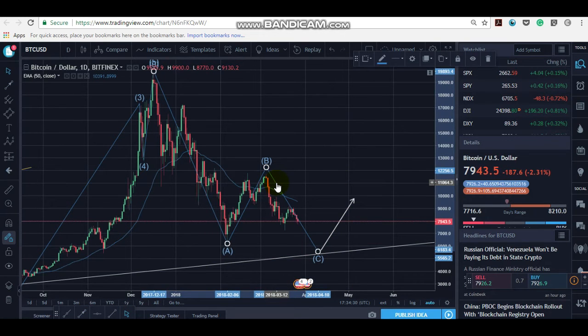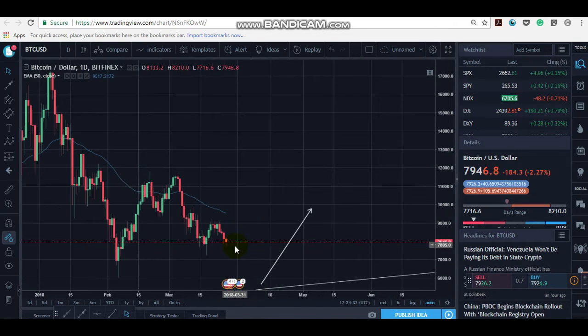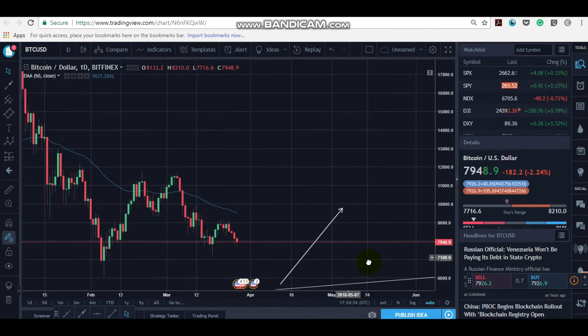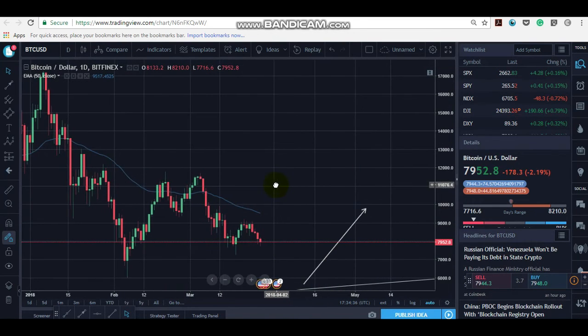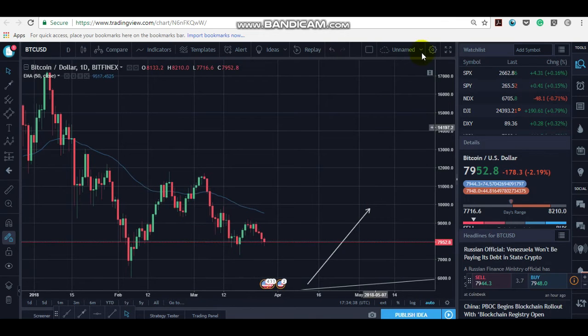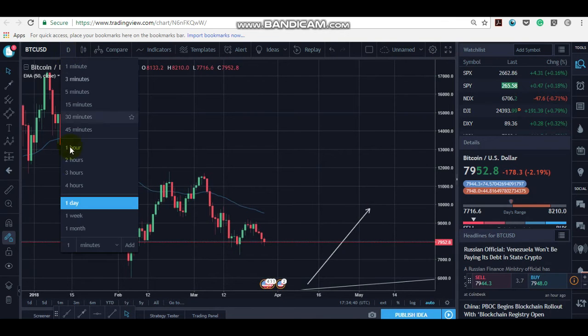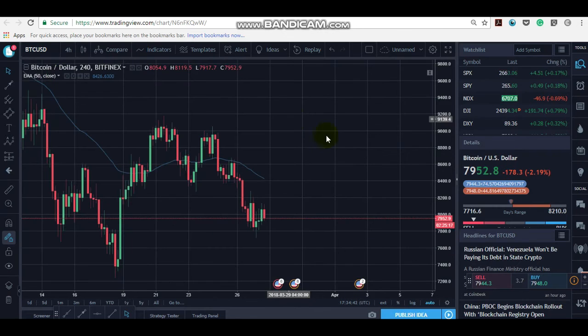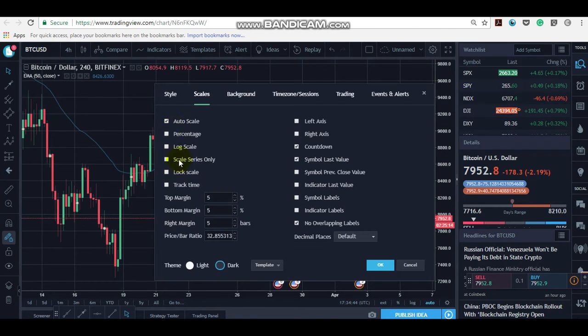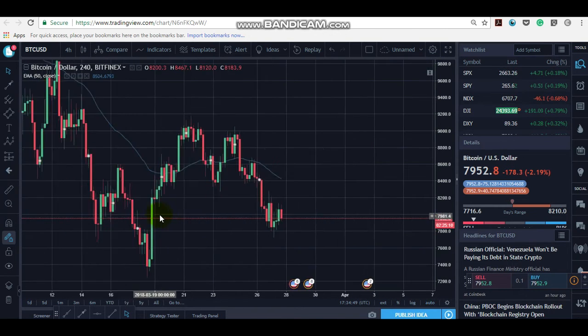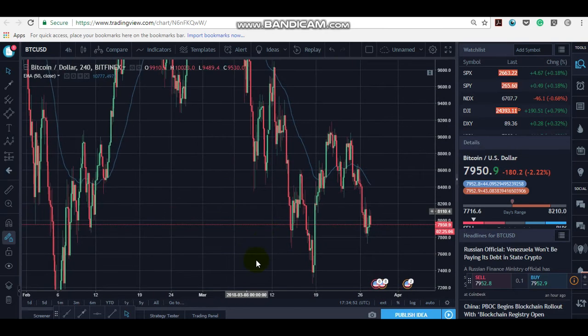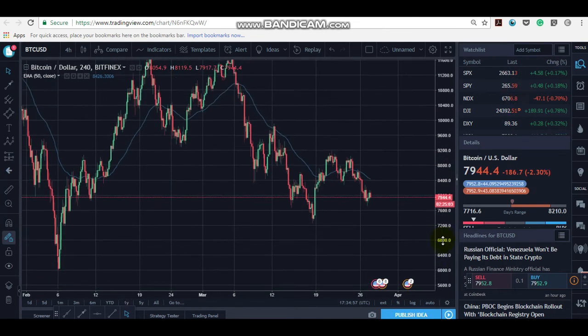But what to wait for right now? Do we get another correction upwards, or do we just go downwards, or how is it going to be? I think the best would be to go to the 4-hour time frame because it's more detailed, and I will show you everything over here.